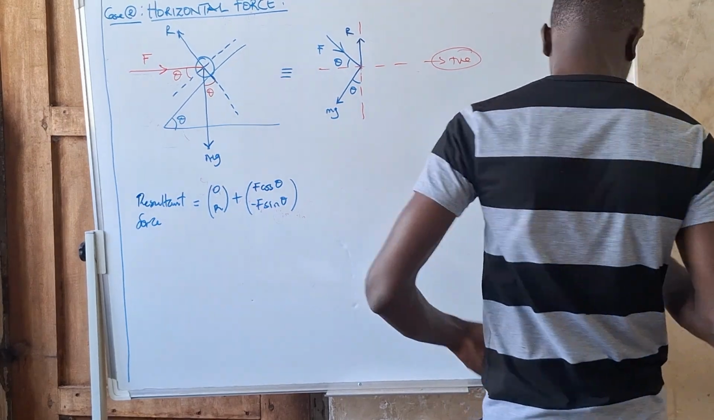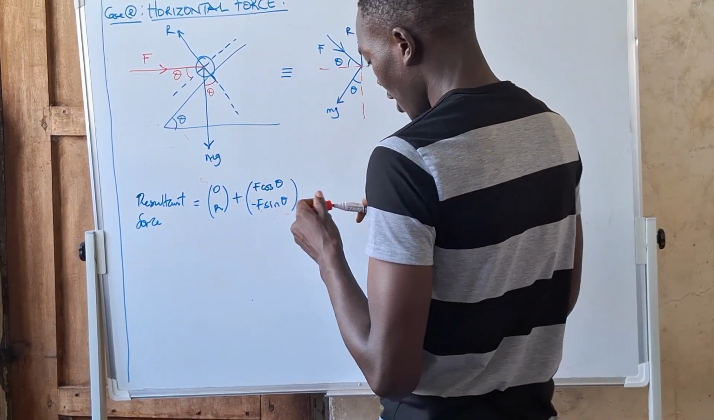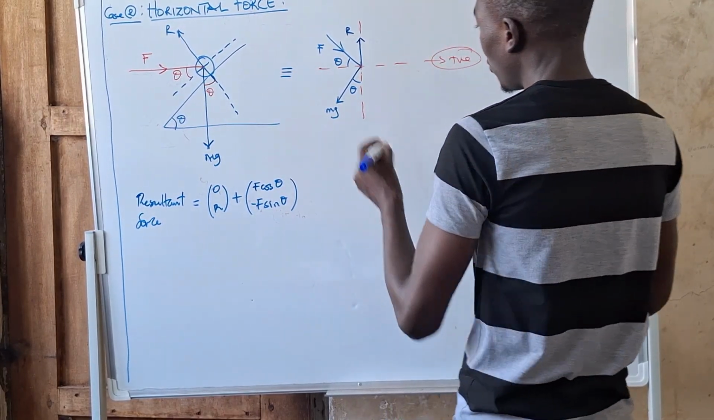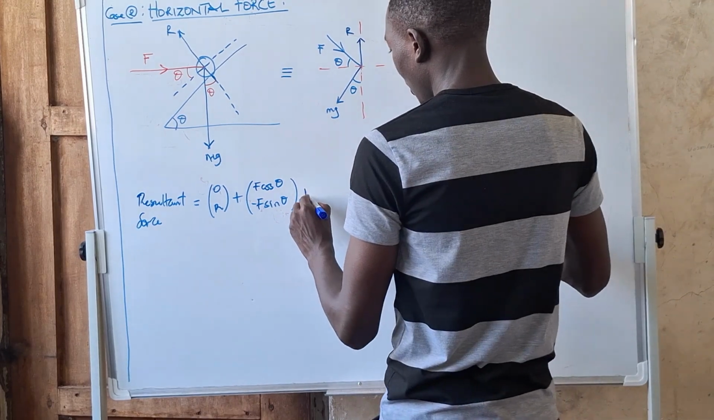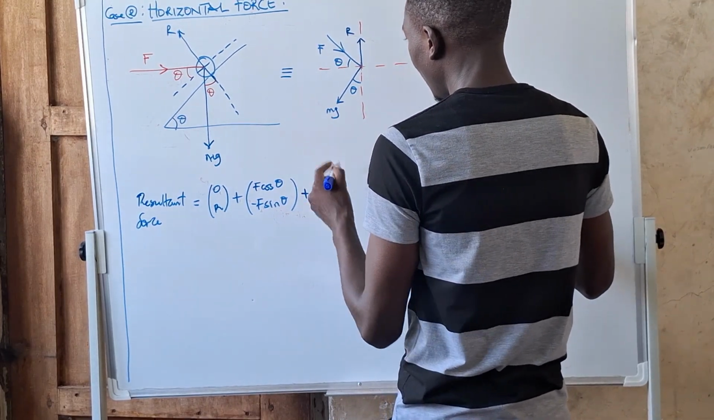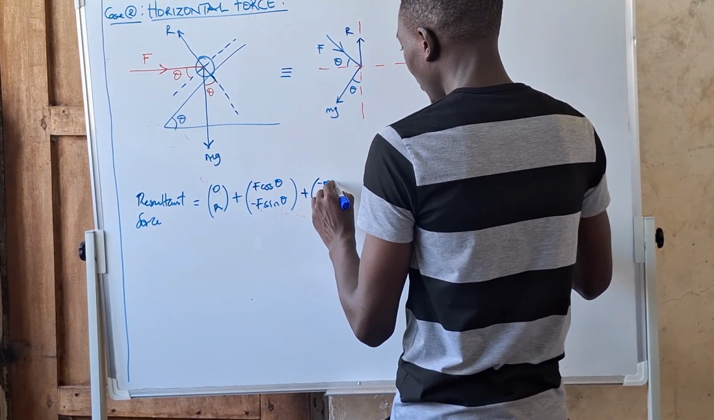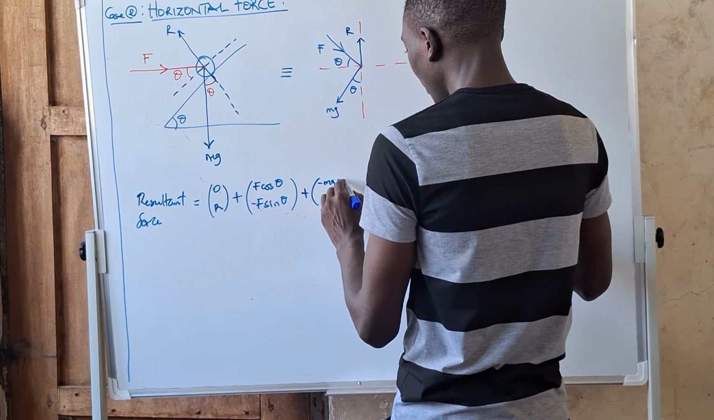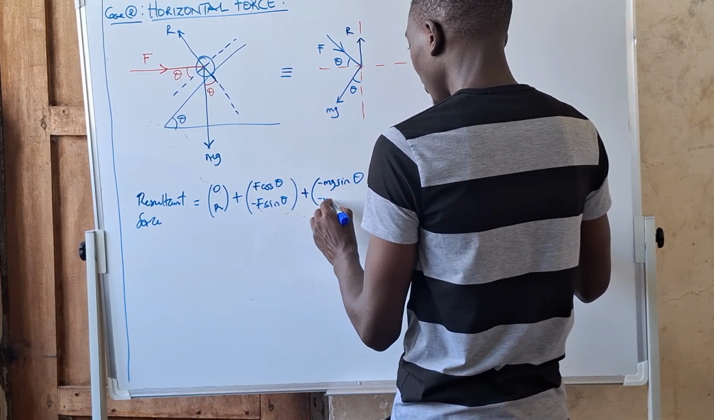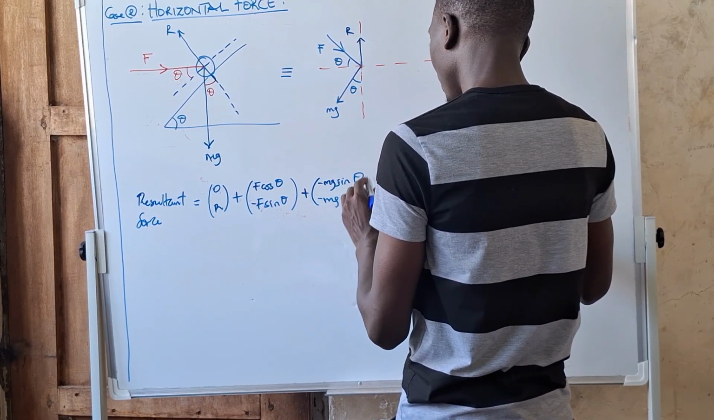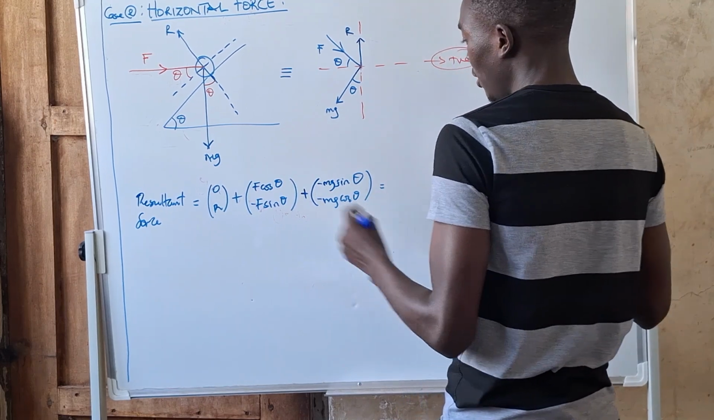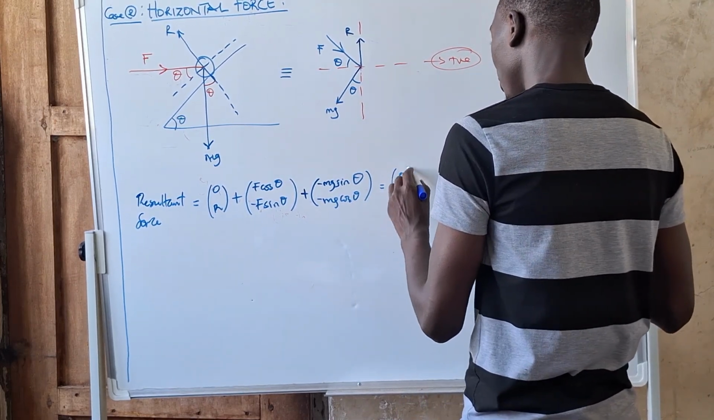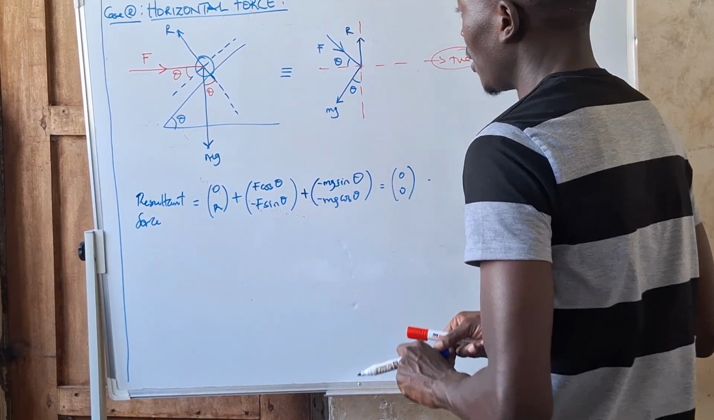Good. So now, after F, I can talk about the weight. So that's going to be negative mg sin theta, and here negative mg cos theta. So if the body is in equilibrium, you get this and equate to 0, 0. All right.